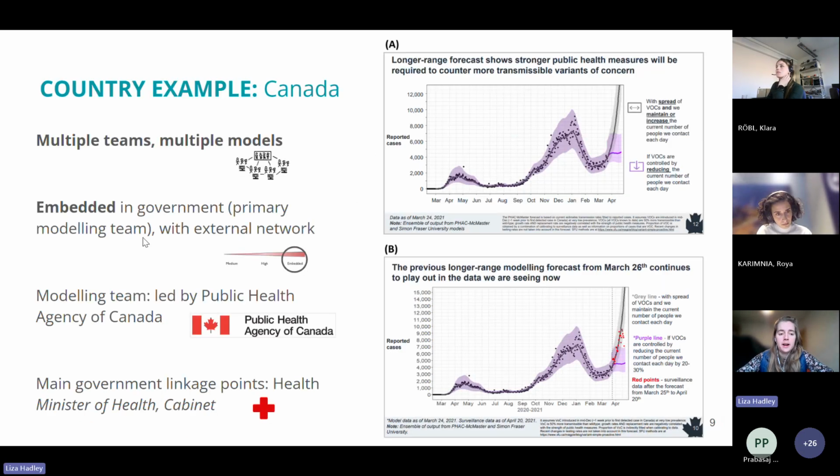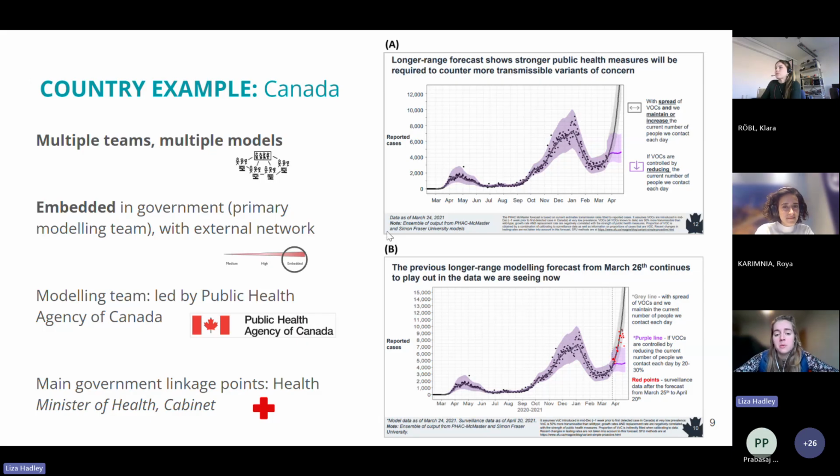Okay, so moving on, Roya wanted me to go through a couple of country examples. So I've included 3 from our study, and I've tried to pick some that I think I've talked about less because I know we've talked a lot about COVID. So I was going to start with Canada as an example.